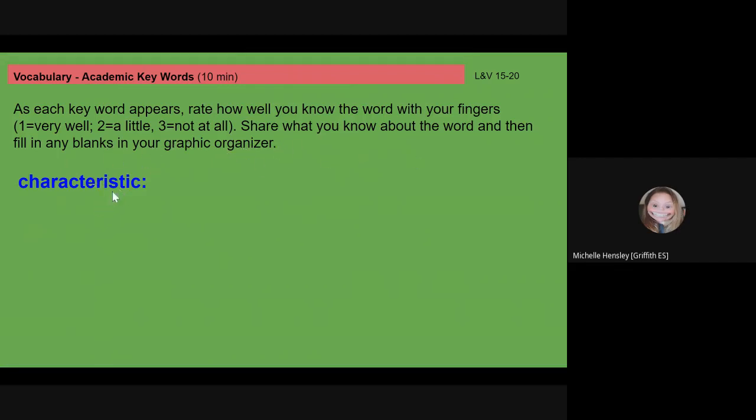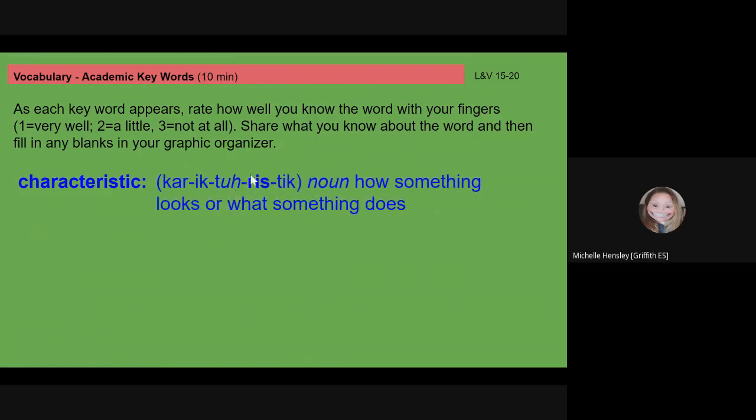Our first word is characteristic. That's a long one, characteristic. How well do you know characteristic? That's 5 syllables. And you can see that the fourth syllable, ris, is the accented syllable. It's the syllable that gets the emphasis. Characteristic is a noun. And it means how something looks or what something does. So a characteristic of something is how it looks or what it does.